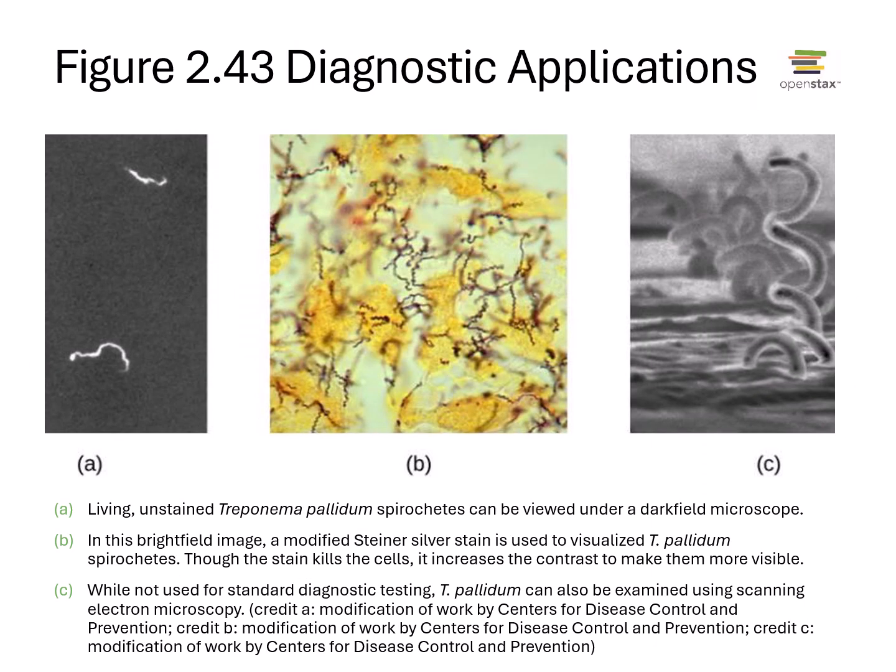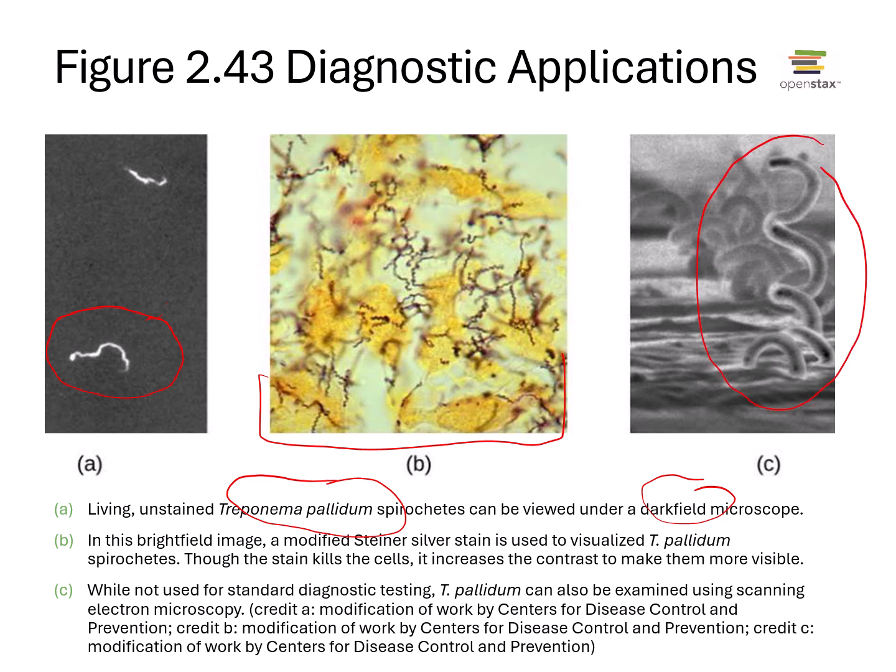So staining and microscopy can be used for diagnostic applications. Our book gives us an example of diagnosing syphilis with microscopy. Here they have the bacterium Treponema pallidum, which causes syphilis, viewed under a dark field microscope. Here they're using bright field microscopy with a metal stain. On the right, it looks like the surface, so it's a scanning electron microscope image of Treponema.